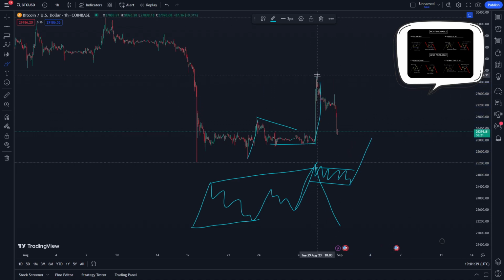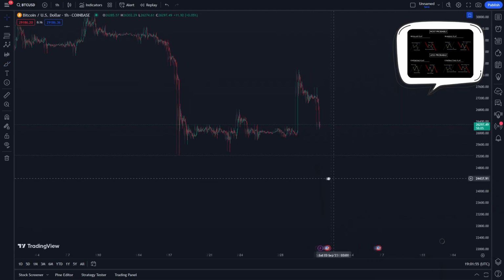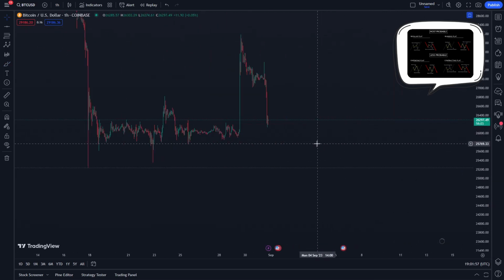If it doesn't range here, then this will most likely drop. So it didn't range, as you can see, it simply dropped. So at this point, this was not going to go higher. This would most likely be the regular flat that we saw at first, that we were expecting at first.